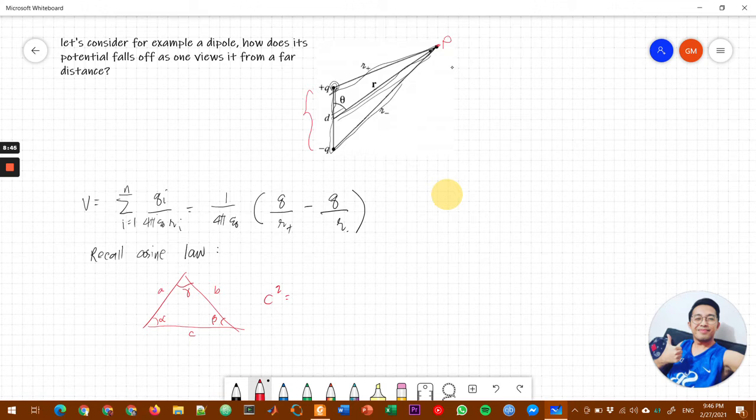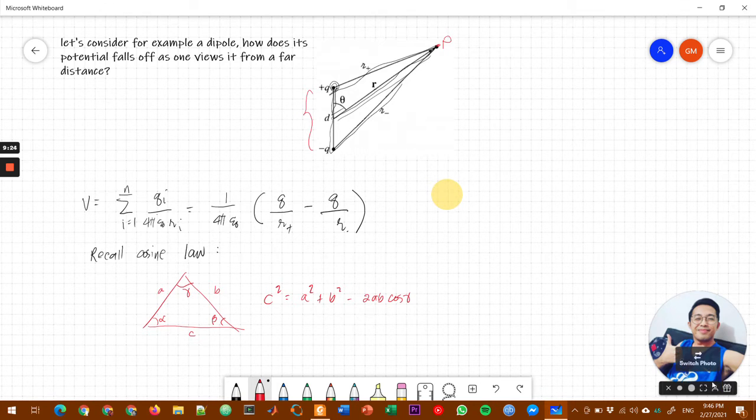C squared equals A squared plus B squared minus 2AB cosine gamma. We already derived this last time, in the previous course on electromagnetism 1. Okay, that's it. So we can use this formula in order for us to solve R plus and R minus.